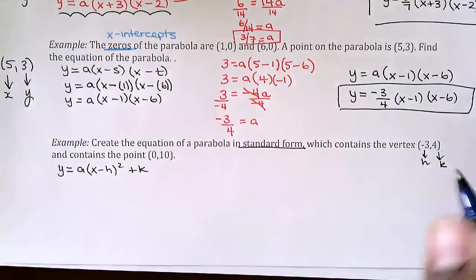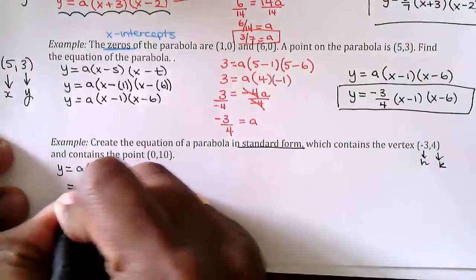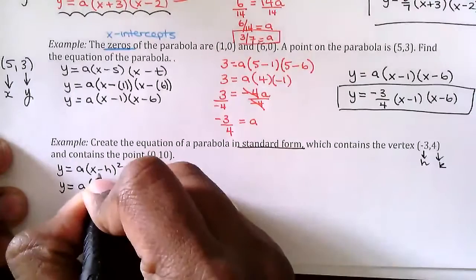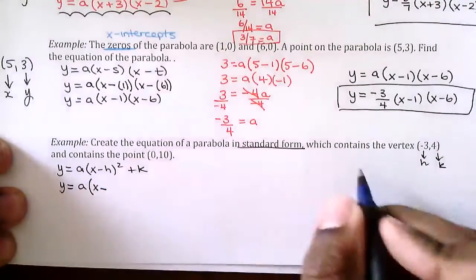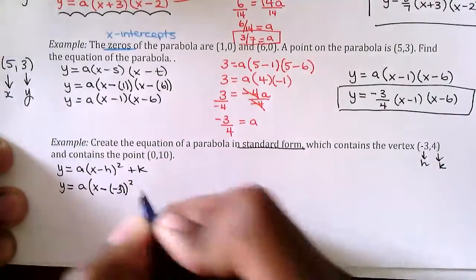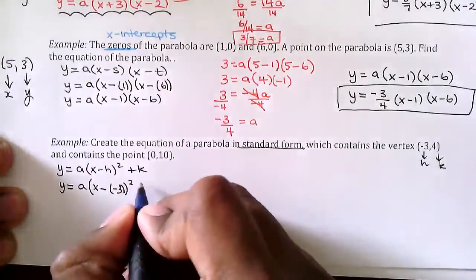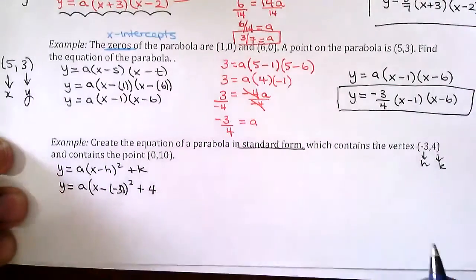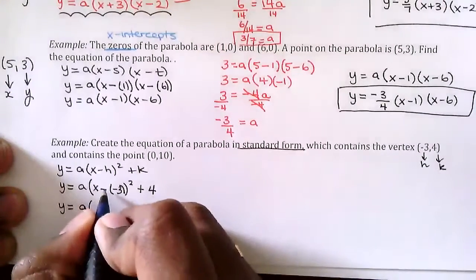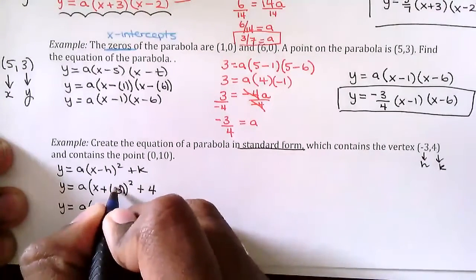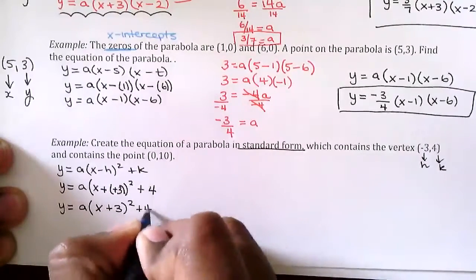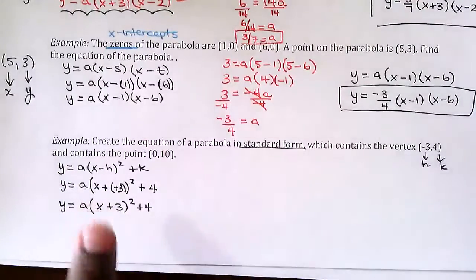So what we're going to do is put them into our equation. So y doesn't change, a doesn't change, x, it's still a minus, so I'm going to write the minus first and then put my h value as -3. The k value is +4, so I'm going to put +4. If I simplify this, I have x minus -3, which is the same thing as x plus 3, squared, plus 4.